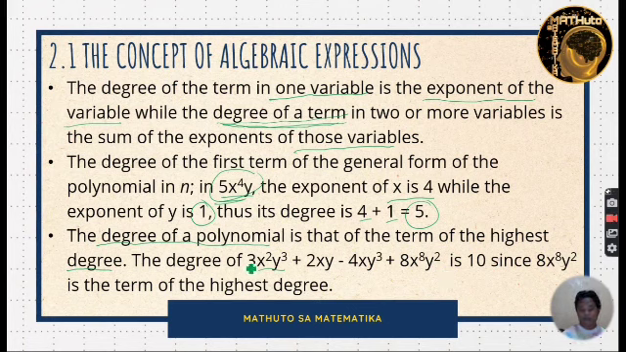So, we have 5, 2, 4, and 10. So, the highest degree is 10. So, the degree of the polynomial now is equal to 10.